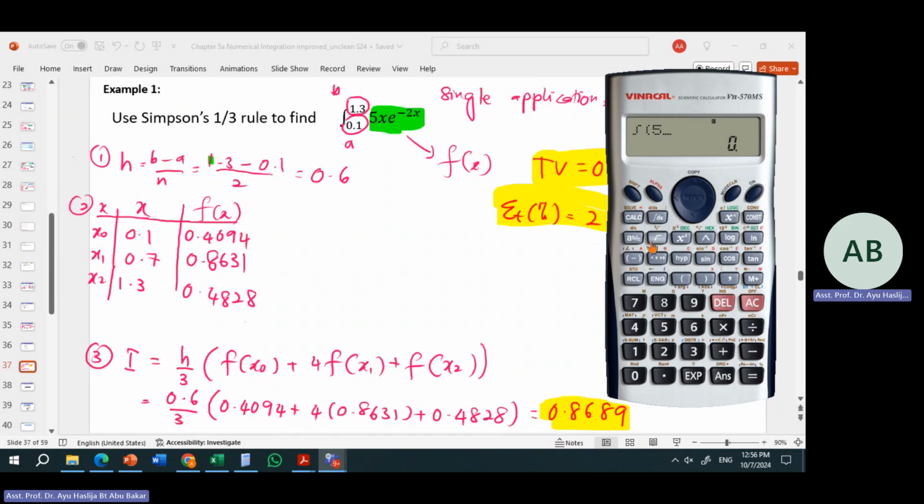Okay, 5 exponent. I will advise to use brackets. Okay, negative 2x, comma, put your range 0.1, then 1.3.